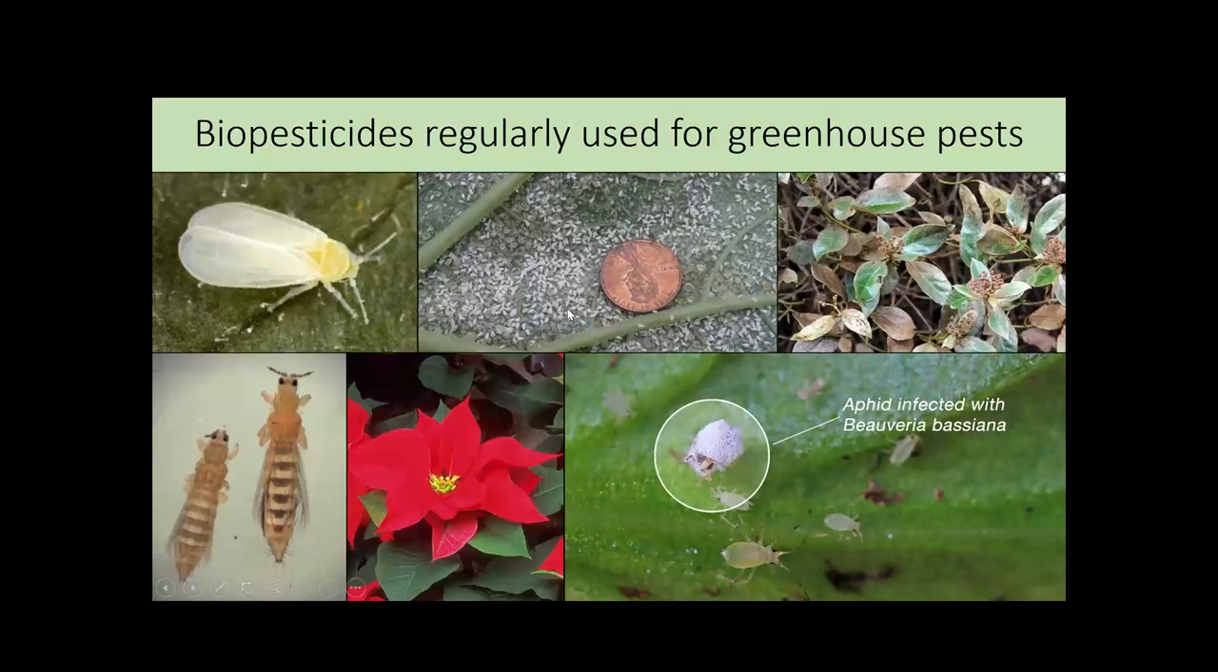If you're not familiar with biopesticides, I'd say most customers use them for greenhouse pests. They use them for specialty ag, like strawberries and some other high-value vegetables. A lot of the time when customers are using these Beauveria products, they're using them for whiteflies, thrips, aphids, and other pests on high-value crops.